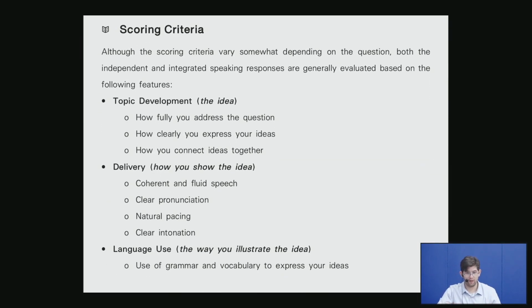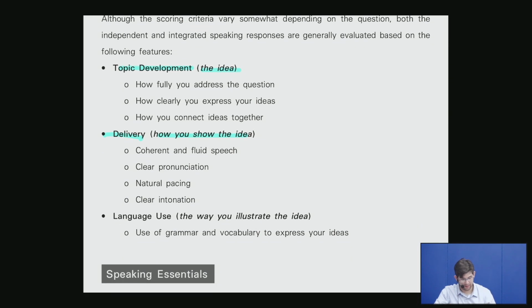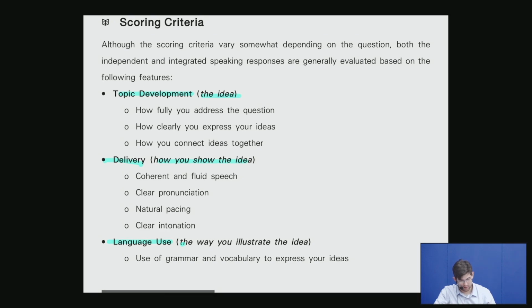When talking about our TOEFL, it's really important to know not only the different styles of questions we get, but how the scores are made. So when talking about this, we have 3 major criteria to think about when scoring this. Our first one is what I like to call topic development, or in my words, the idea. The next one is our delivery, or how you show the idea or how you communicate the idea. And finally, it's the language you use. And this is the way you communicate or you illustrate the idea.